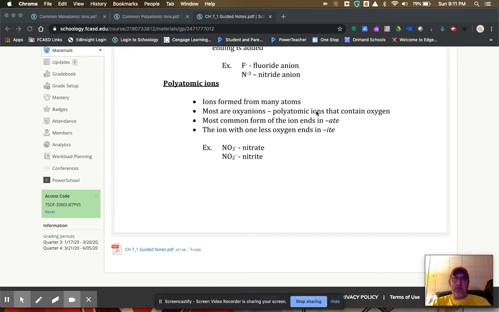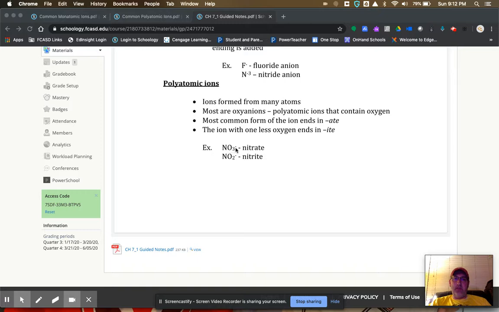These are ions formed from many atoms, and most of them are oxyanions, meaning that they contain oxygen. So you'll see that when we look at the list of common polyatomic ions. Another thing you're going to see is that a lot of times those ions are going to end in ATE or ITE. And how to differentiate between those two is that the ATE ending, what you can't tell from that is how many oxygens it actually has. Some have 3, some have 4 with the ATE ending, but that's the most common form. But what you always know is that the ITE ending is always going to be 1 less oxygen than the ATE ending.